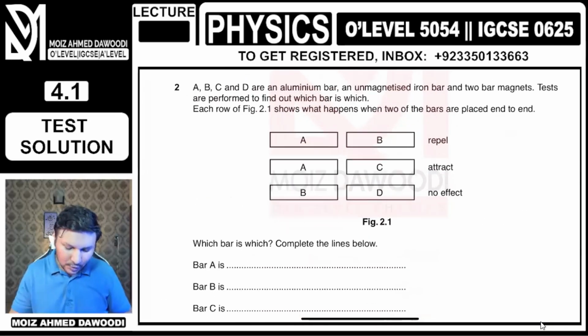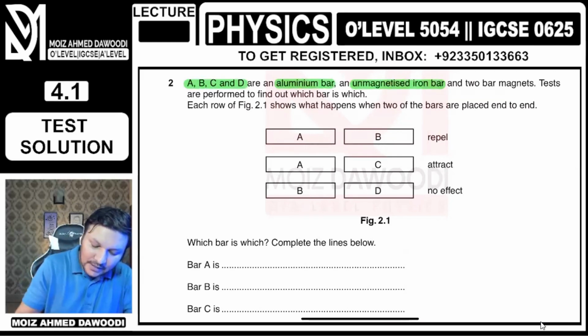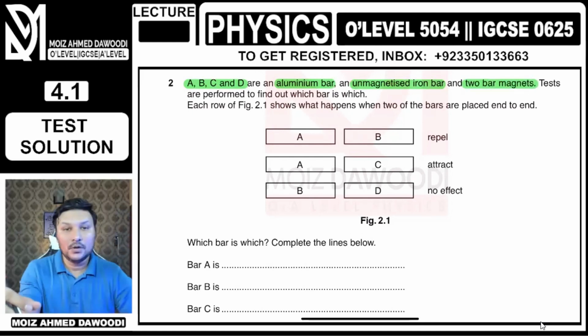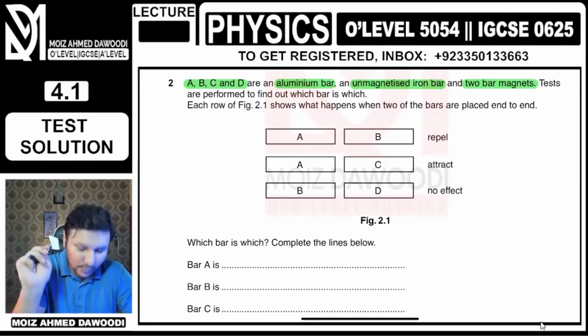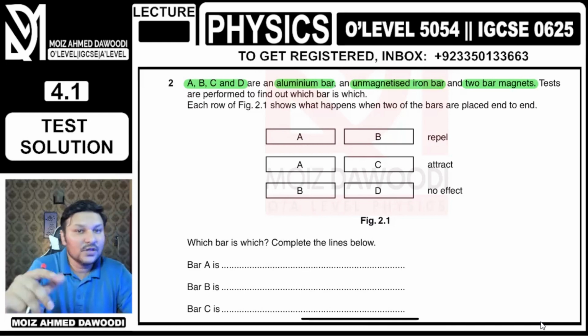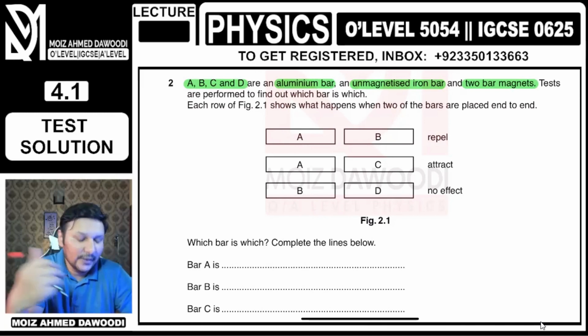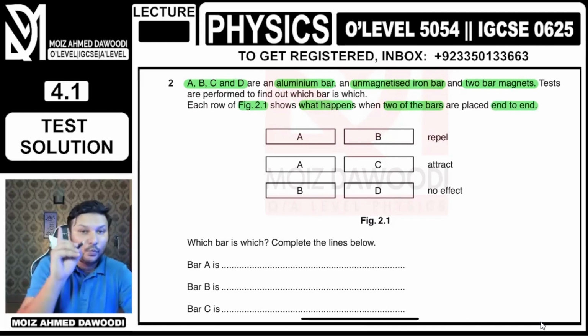Now, question number 2 of descriptive questions. Options A, B, C, D are an aluminum bar, an unmagnetized iron bar, and 2 bar magnets. Okay, we are given 3 materials: aluminum bar, unmagnetized iron bar, and bar magnets. The tests are performed to find out which bar is which, I mean, which bar is here, if it is aluminum, unmagnetized iron, or a bar magnet. Let's find out. Each row in figure 2.1 shows what happens when 2 of the bars are placed end to end. Now, one more important thing.